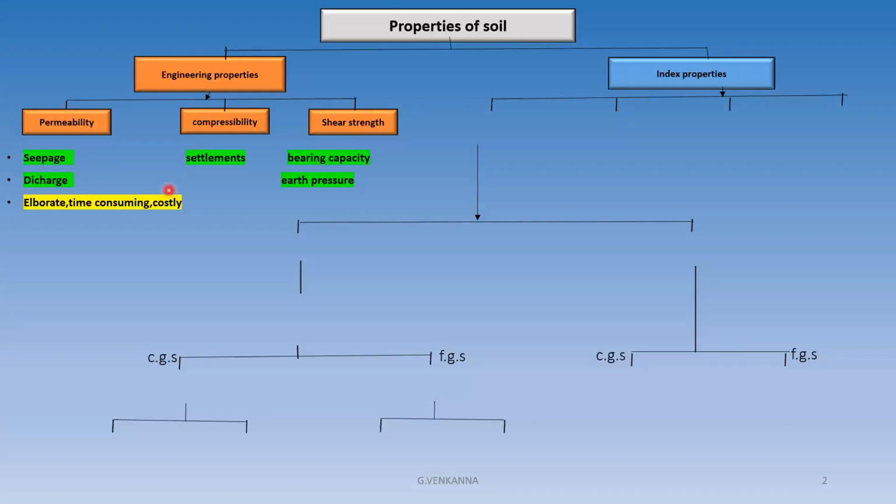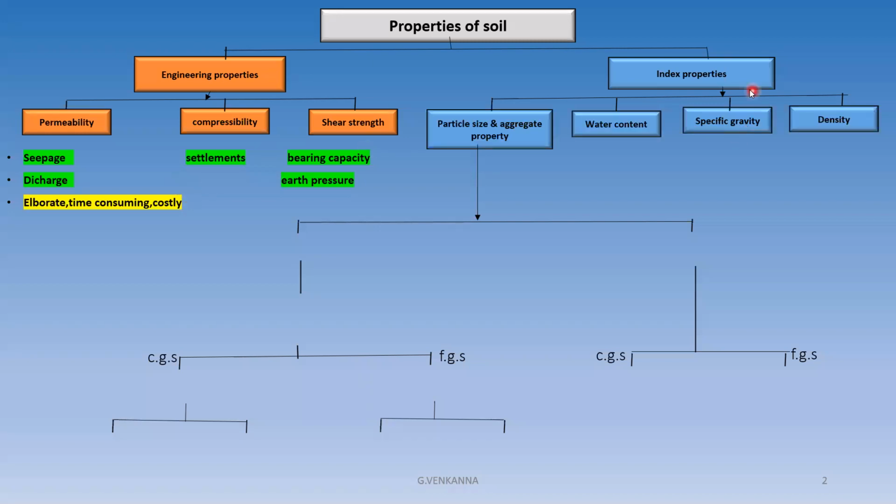Generally a geotechnical engineer has only a small amount related to the cost of the construction. From this point of view, engineering properties are not suitable for a particular construction work which is a low cost construction project. So in order to find these engineering properties, we have another set of properties, index properties. In index properties we have particle size and aggregate property, water content, specific gravity, and density. These are all important properties related to index properties.